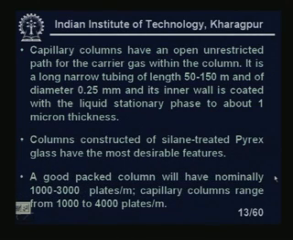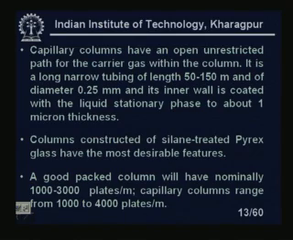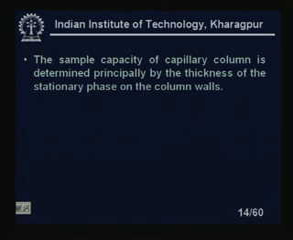A good packed bed column will have nominally 1000 to 3000 plates per meter. We have seen that this concept actually came from the distillation columns. So, the more the number of plates, the better is the separation. Capillary columns range from 1000 to 4000 plates per meter. This is a theoretical value, right.